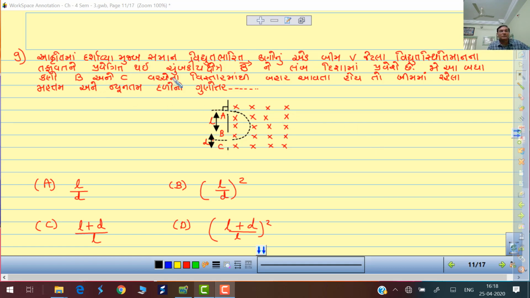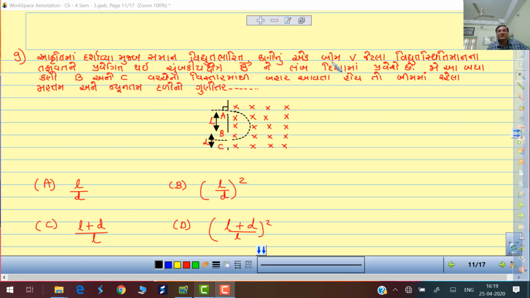આકૃતિમાં દર્શાવ્યા મુજબ સમાન વિદ્યુતભારિત કણોનું એક બીમ v જેટલા વિદ્યુત સ્થિતિમાનના તફાવતે પ્રવેગિત થઈ ચુંબકીય ક્ષેત્ર b ને લંબ દિશામાં પ્રવેશે છે. જો બધા કણો b અને c વચ્ચેના વિસ્તારમાંથી બહાર આવતા હોય તો બીમમાં રહેલા મહત્તમ અને ન્યૂનતમ માસનો રેશિયો શોધવાનો છે.